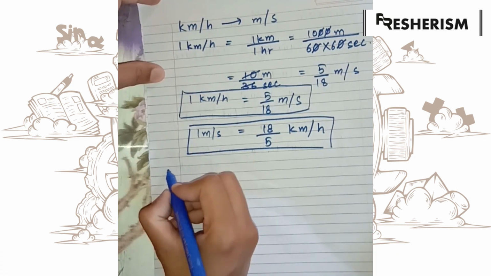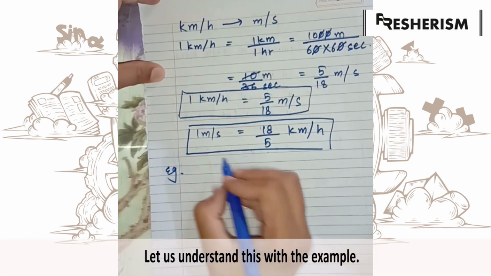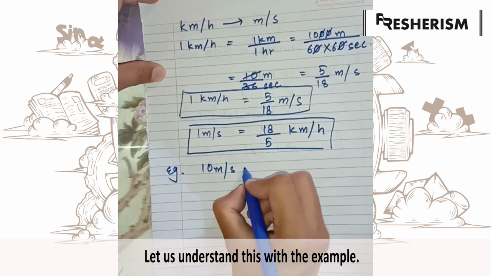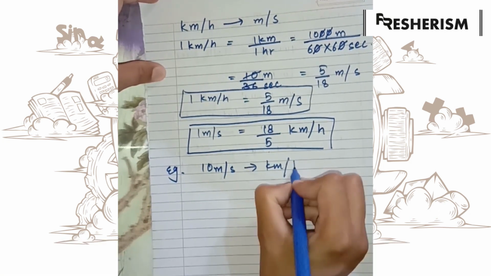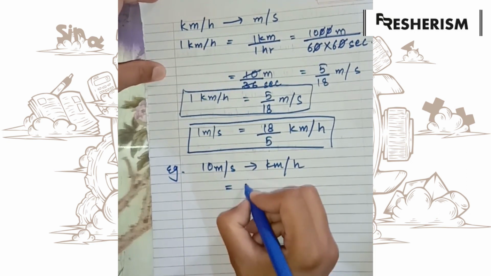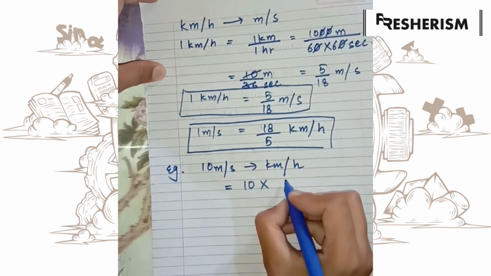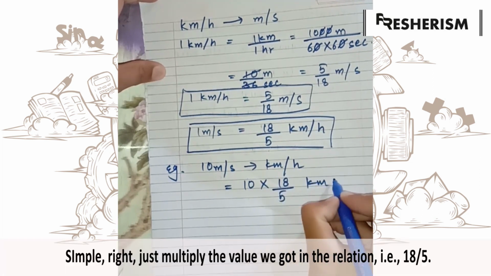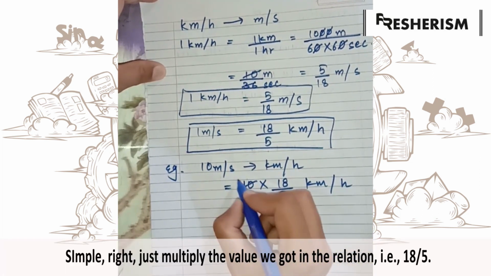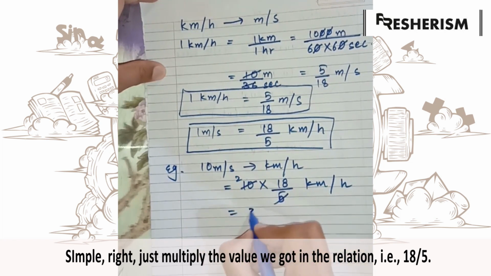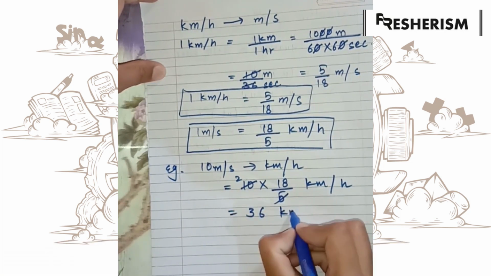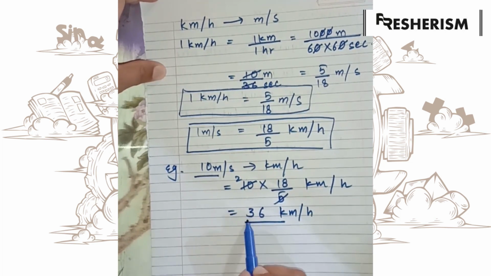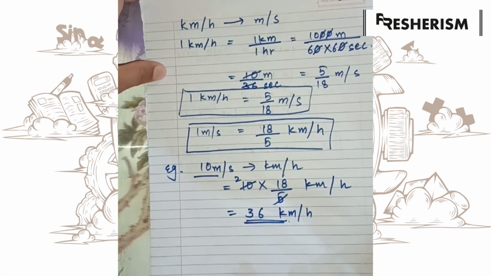Let's take an example. We have to convert 10 meter per second into kilometer per hour. So what we do is 10 multiplied by 18 by 5 kilometer per hour. So 5 twos are 10 and 18 twos are 36, kilometer per hour. That means 10 meter per second is equal to 36 kilometers per hour.